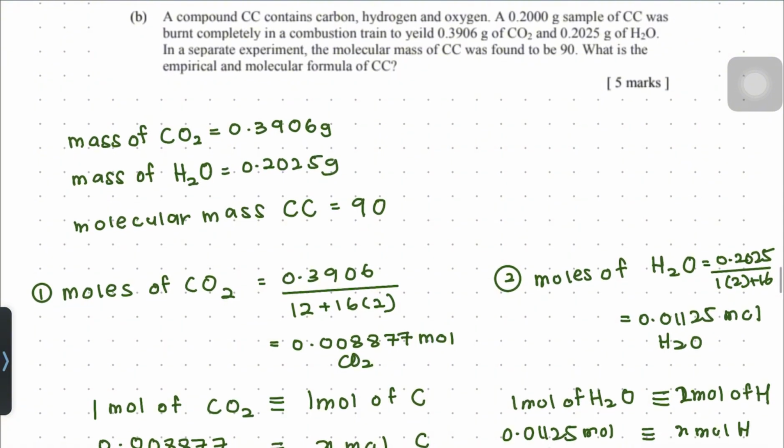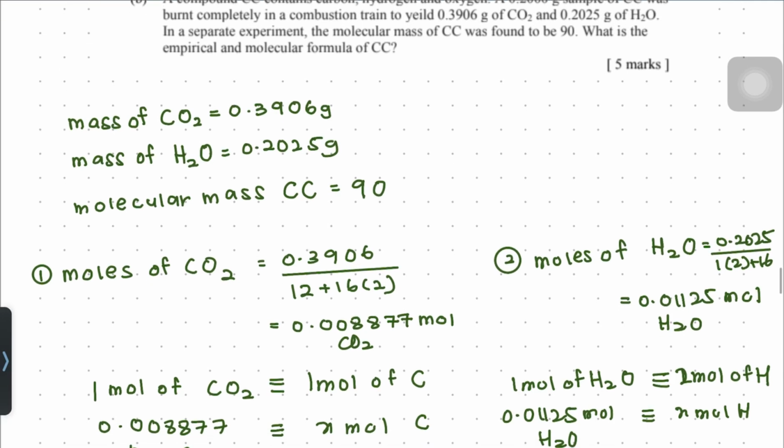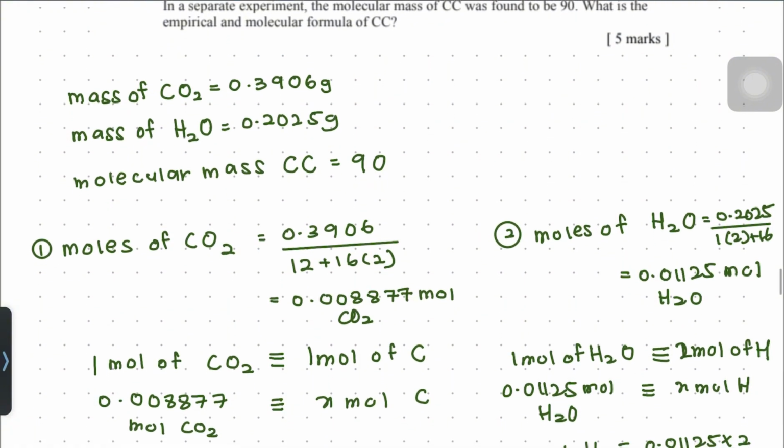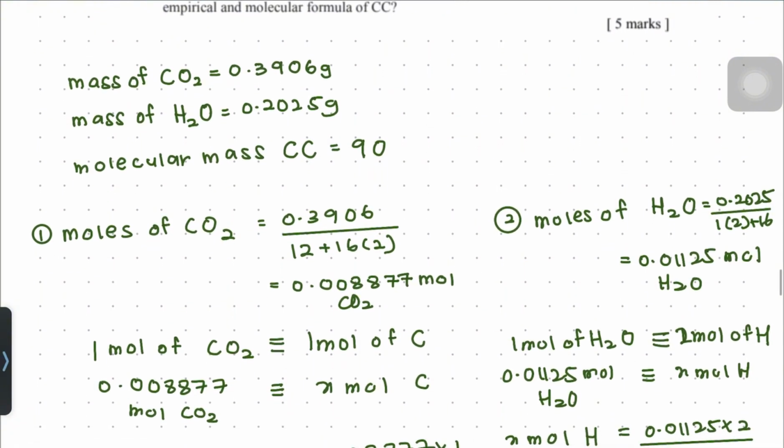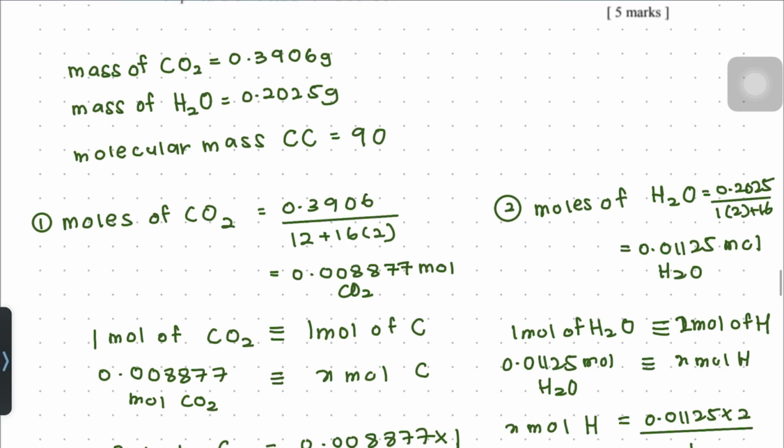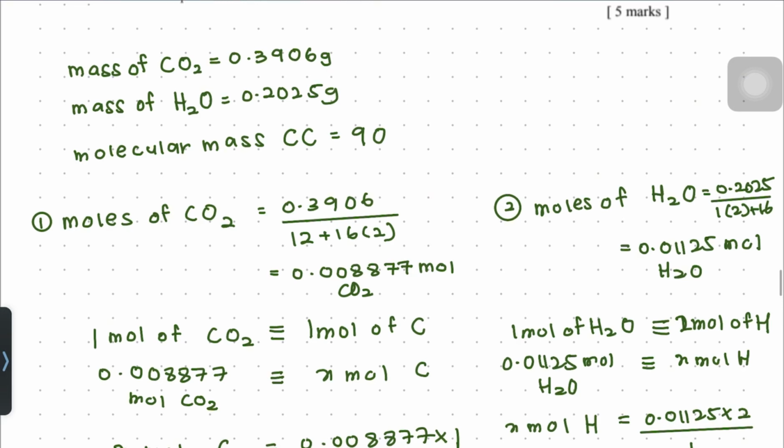So first of all, we need to write down all the information given. So mass of CO2, mass of H2O, and the molecular mass. And then first step, we need to calculate moles for each compound. So for CO2, we will get 0.008877 mole CO2, and then moles of H2O, 0.01125 mole of H2O.